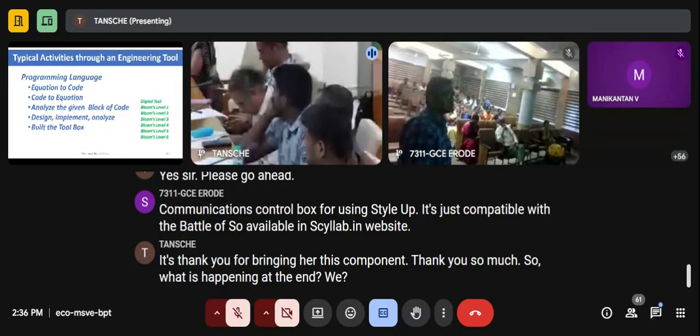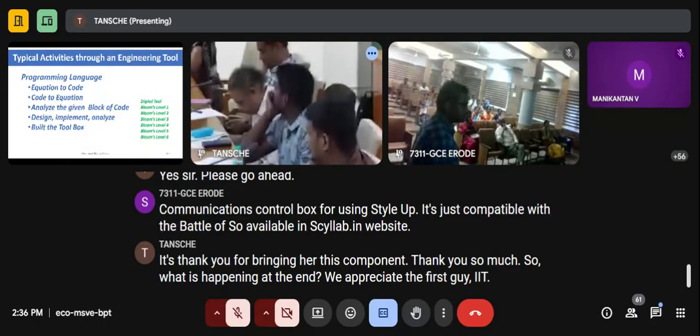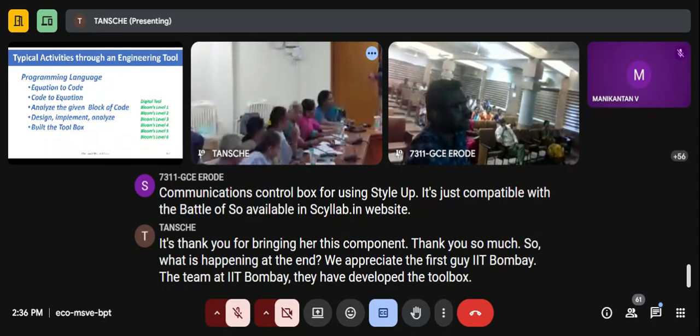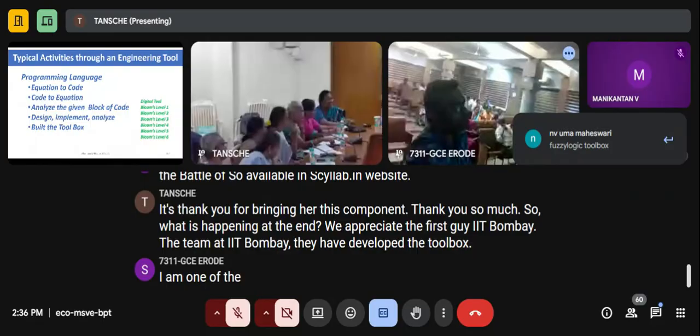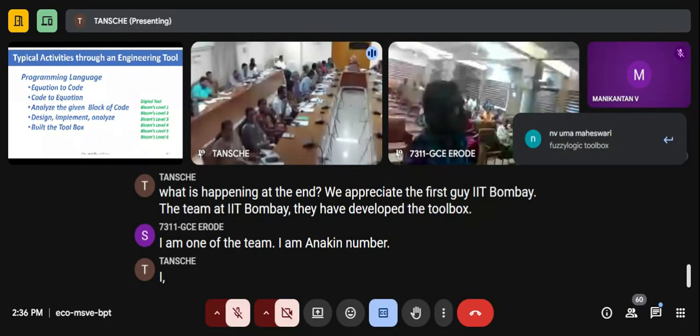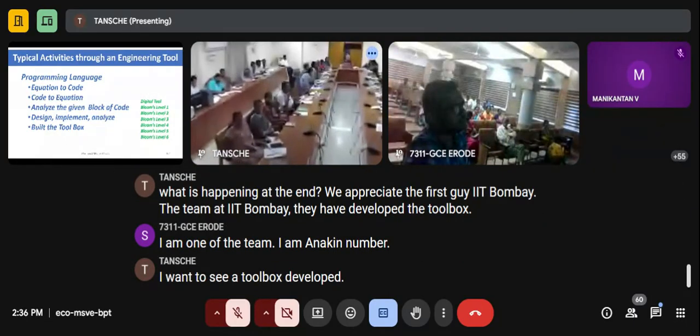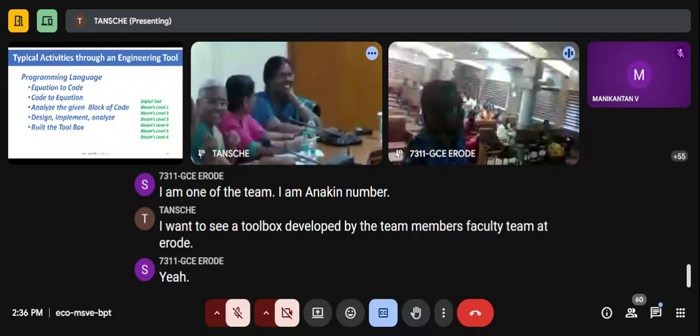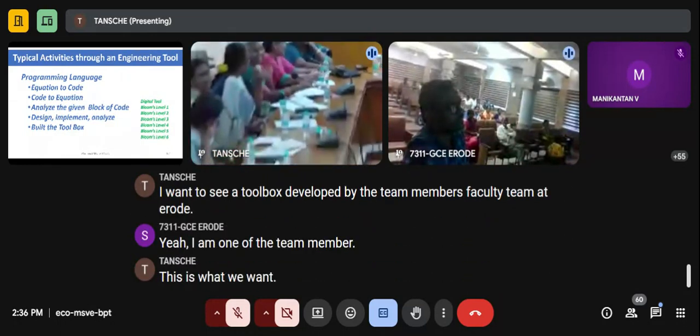We appreciate the efforts by IIT Bombay. The team at IIT Bombay have developed the toolbox. I am one of the team members, madam. I want to see a toolbox developed by the faculty team at ERO. This is what we want.